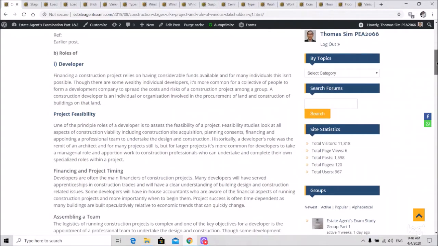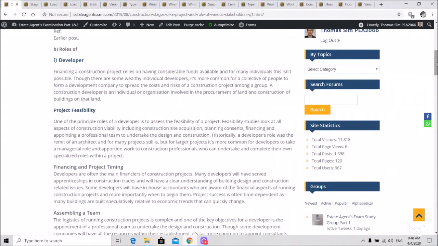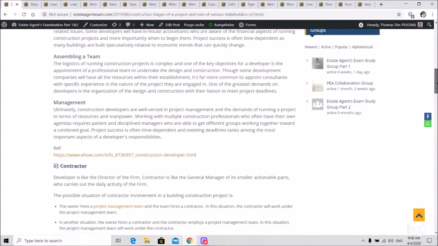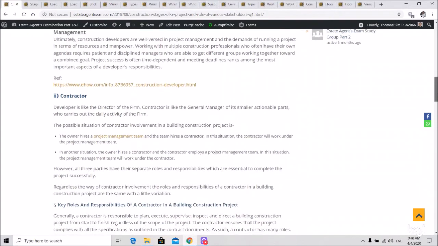After that, the financing, of course, is a major part for the developer. So the developer needs to finance the whole system of how construction is done and who is the contractor in charge, and then later pay the contractor. So project financing, project timing, assembly of team, and then management for the developer.